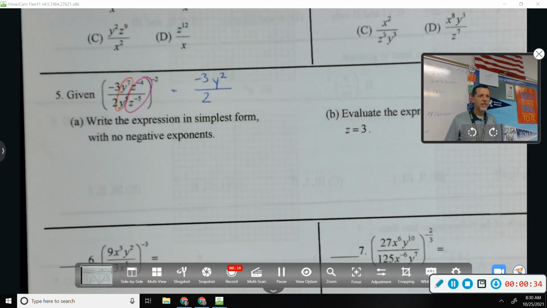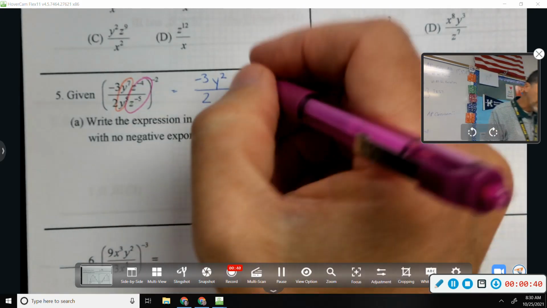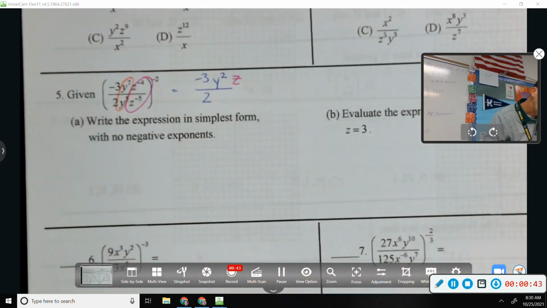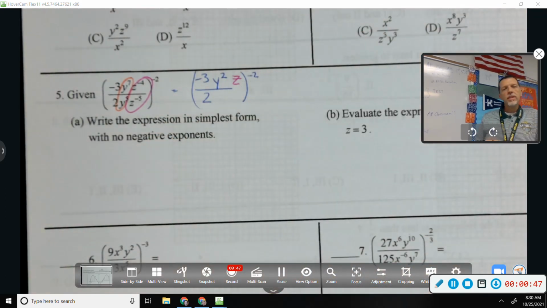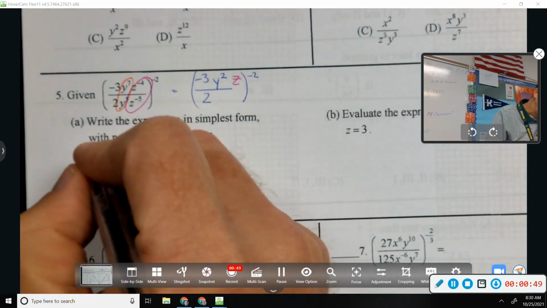You flip it. Yeah, they'll both flip. Flip it and just leave a z on top. And then I'll end up with a z on top. And then everybody gets a negative 2.